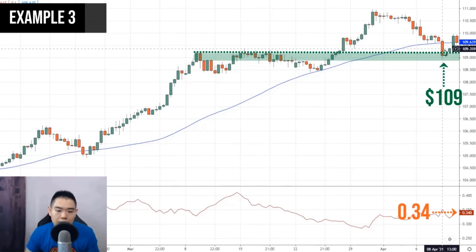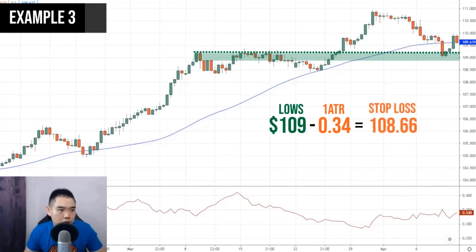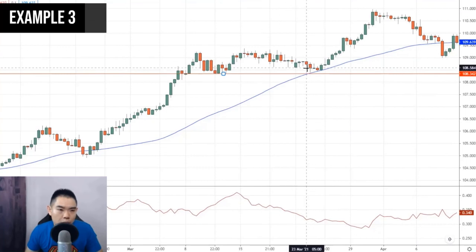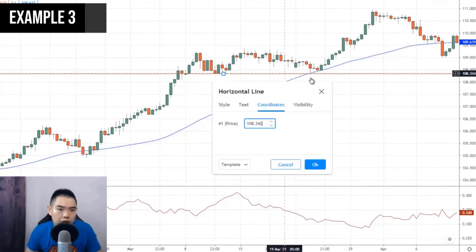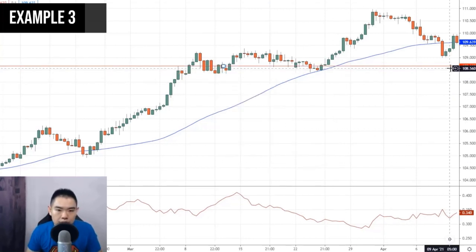So I'm going to take 109 minus 34 pips. Using my trusty calculator, 109 minus 34 pips gives me 108.66. So this tells me my stop loss should be at 108.66. I'm going to change this to rate, and I am also going to change the coordinates to 108.66. Okay, this is my stop loss level.